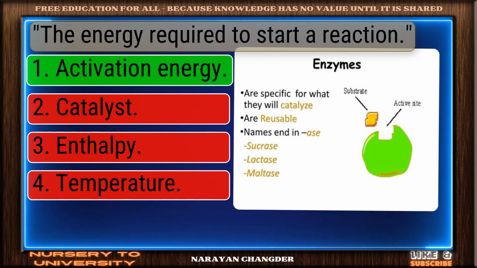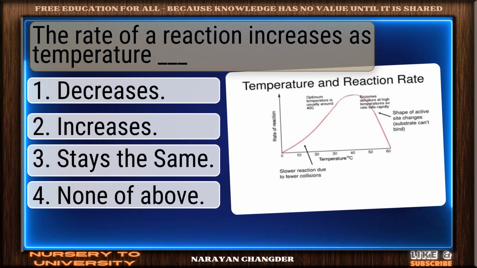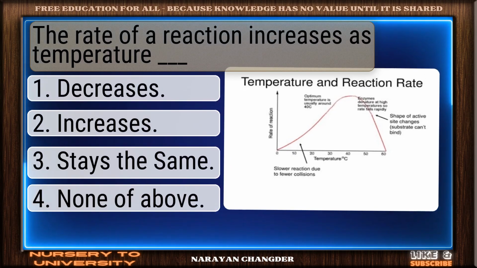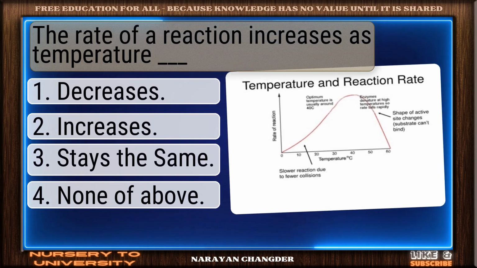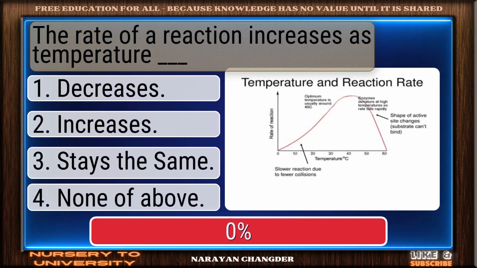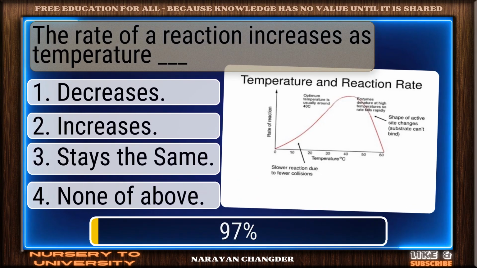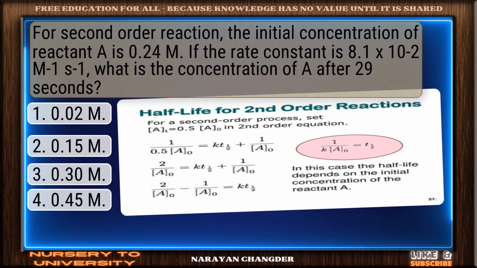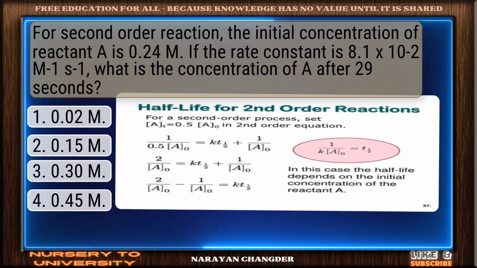Activation energy, well done. The rate of a reaction increases as temperature dash. Option 1, decreases. Option 2, increases. Option 3, stays the same. Option 4, none of above. You're on fire, increases.